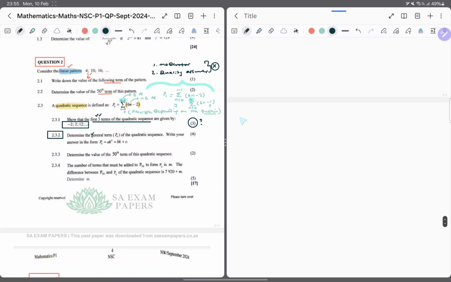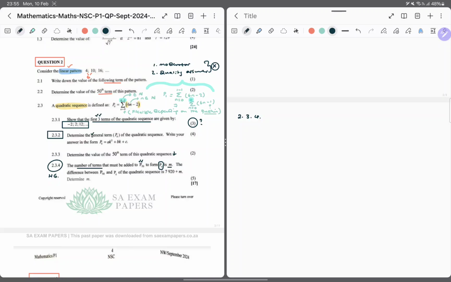It looks like we're going to run out of space. 2.3.4. Now this is the suplexity, guys. This is getting suplexed by the animal. Anyway, it says the number of terms that must be added to P_50 to form, can you see P_50 that we calculated here, to form P_Q. Now this is another term in the sequence, M. Now M is the number of terms.